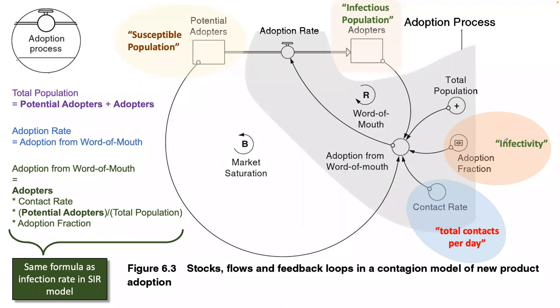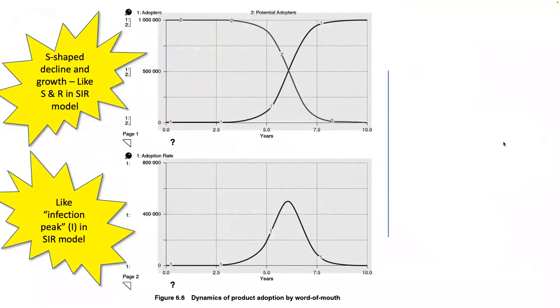Does everybody see that? Any questions about that? The analogy there is pretty clear. So this is what we mean by a contagion model.